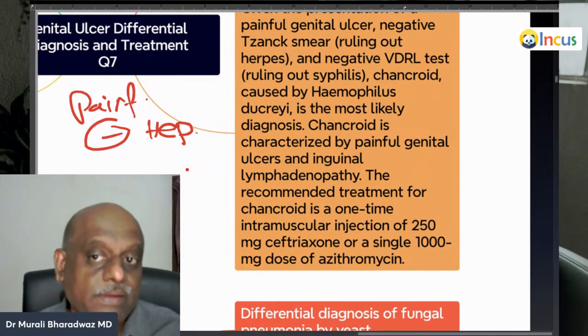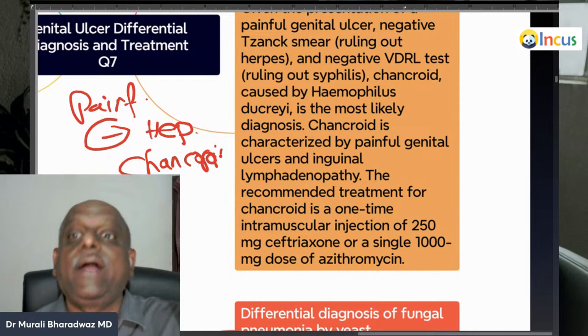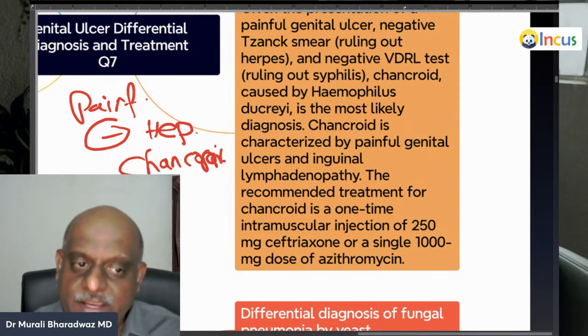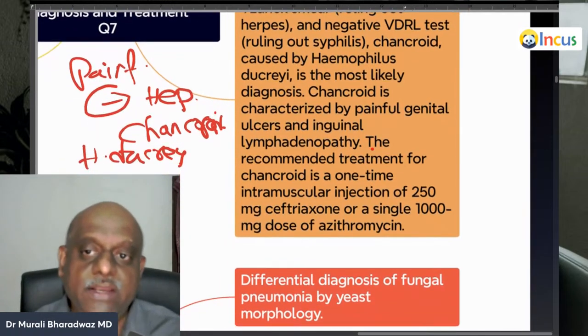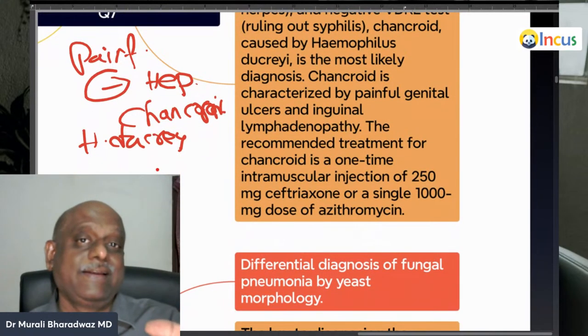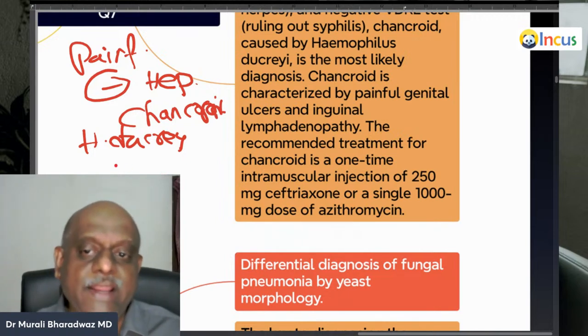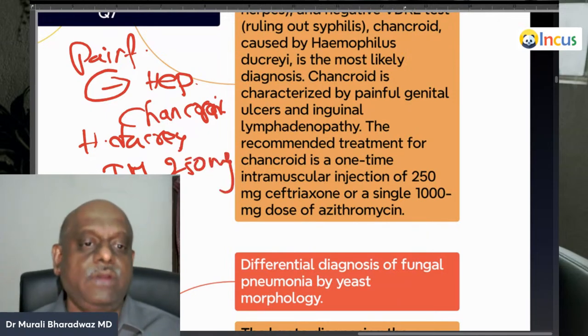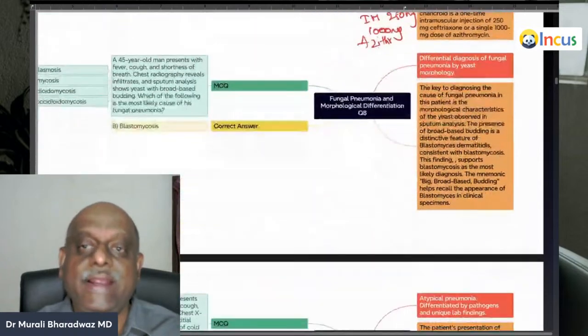So the most likely diagnosis is what then? Chancroid, which is caused by Haemophilus ducreyi. Chancroid is a painful genital ulcer. It leads to inguinal lymphadenopathy. And the treatment is an IM injection of 250 milligrams of ceftriaxone or a single 1000 milligram dose of azithromycin, which is considered the treatment of choice for chancroid.